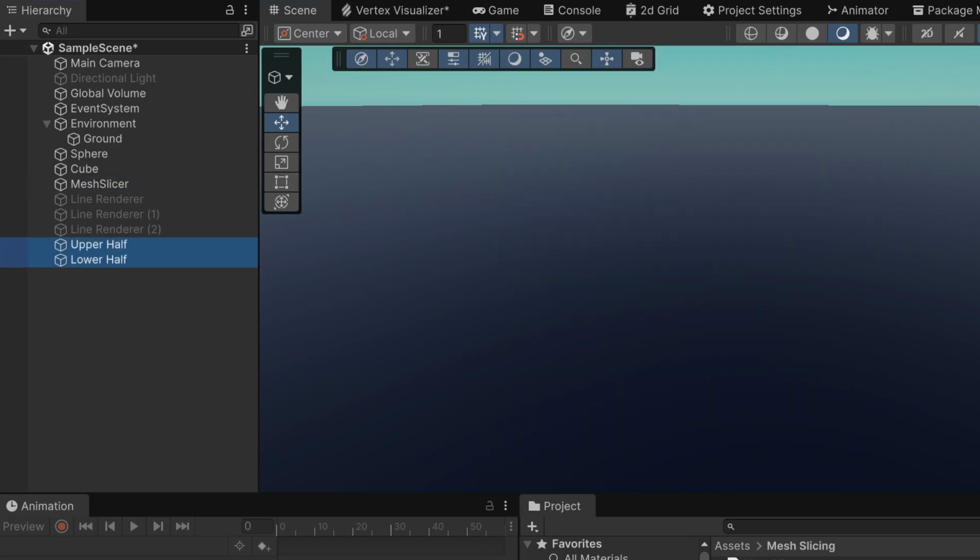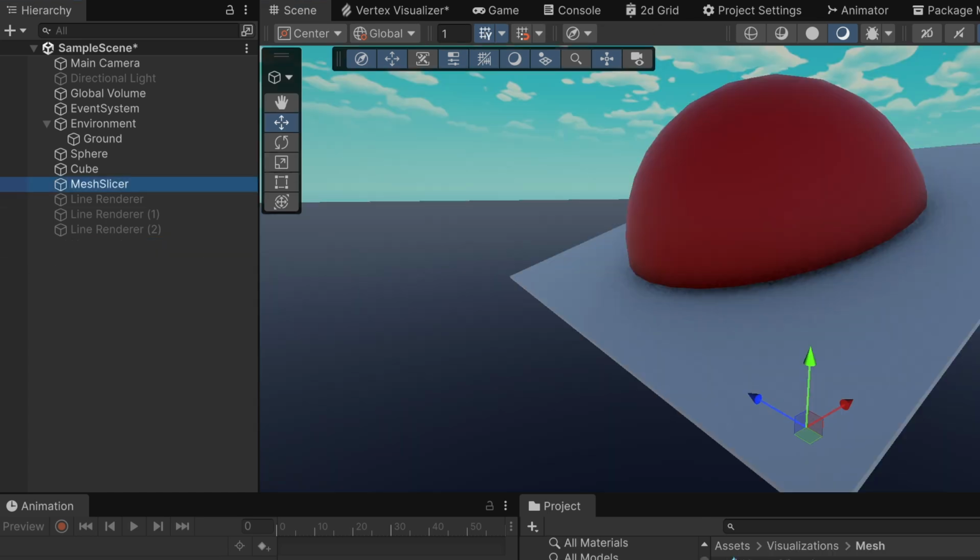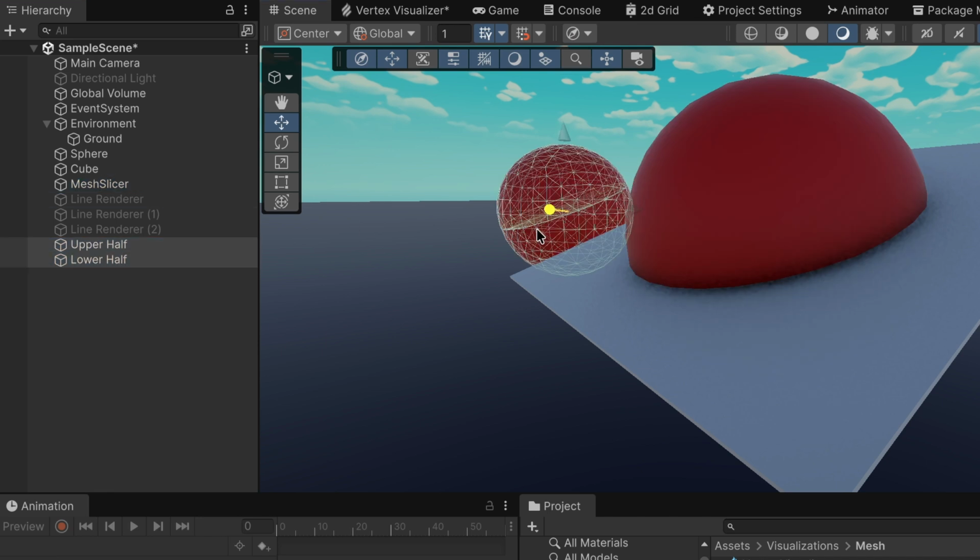You might notice the generated meshes are lower poly than the original mesh. Let's take a look at why this is and how to fix it.